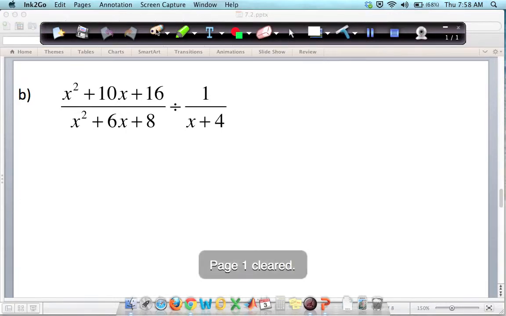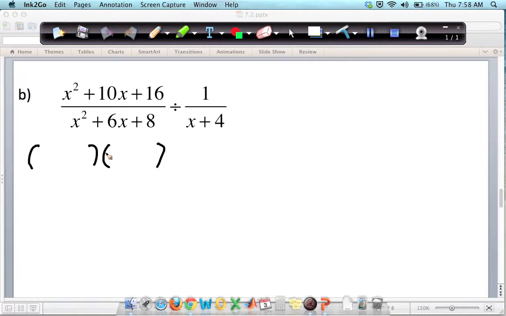Okay, so let's try this again. If you want to save a step, you could factor this first fraction and then flip the second fraction. You just want to remember you always need to convert this division to multiplication before you start canceling. So I'm going to go ahead and factor this first fraction. Multiplies to be 16, adds to be 10 would be 8 and 2. And then in the denominator, I need two numbers that multiply to be 8 and add to be 6. And that would be 4 and 2.